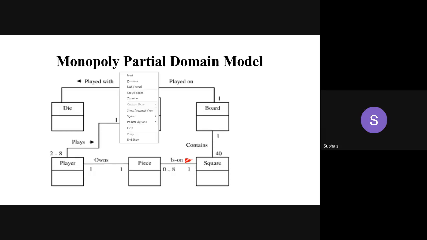So the player plays one Monopoly game. Here the Monopoly game is played with, because it is traversing in this direction. So you have to learn in this way. You have to study in this way. Monopoly game played with die. Like this, you can represent a partial domain model. By looking at the partial domain model itself, we can guess the entire scenario of the Monopoly game. So how many players are playing, how they are playing, using the piece, where it is placed on the square, a board will be there, like that. So that is the representation of the partial domain model.